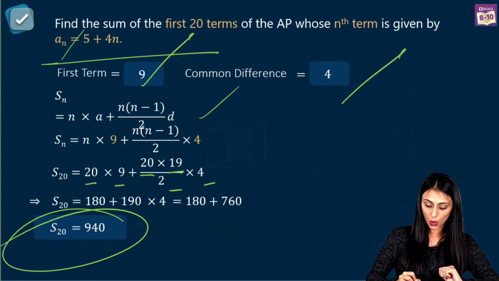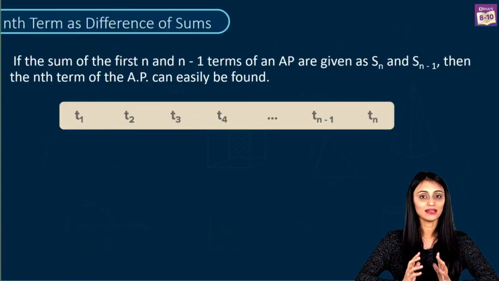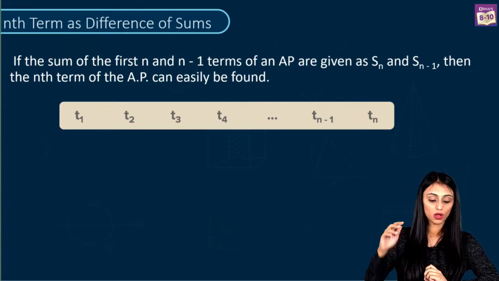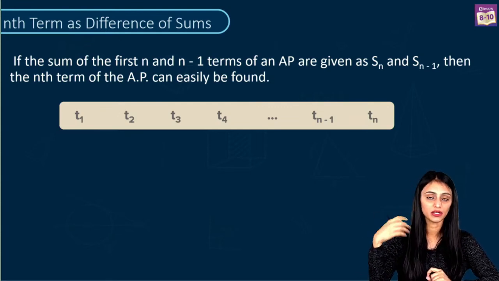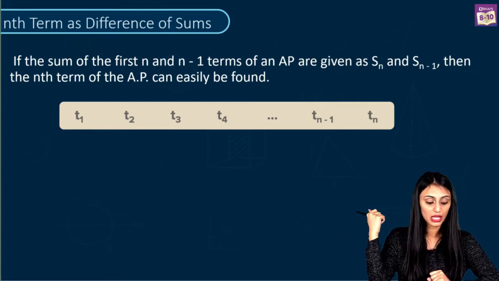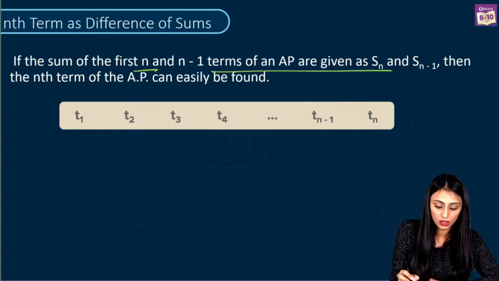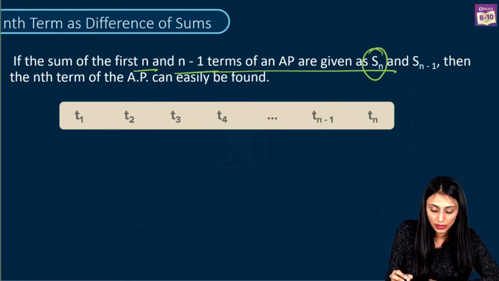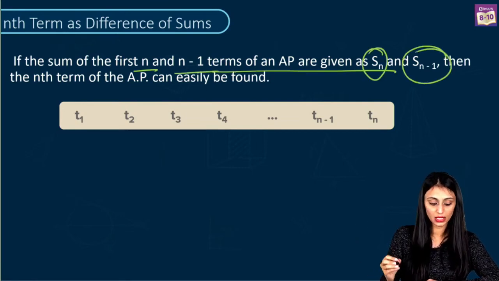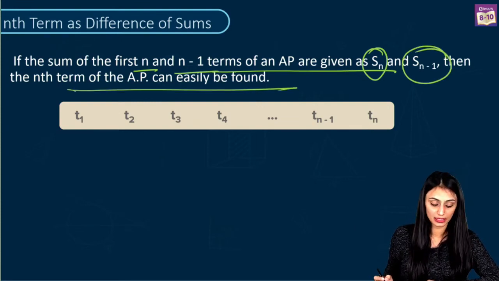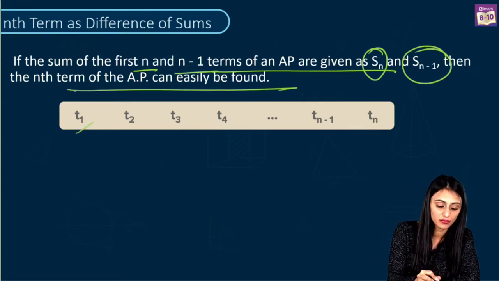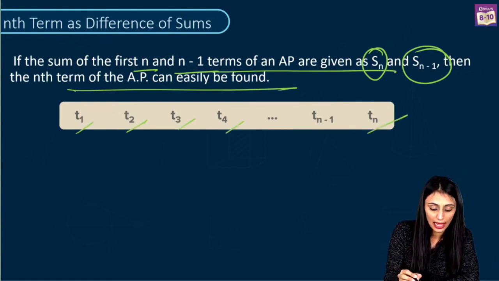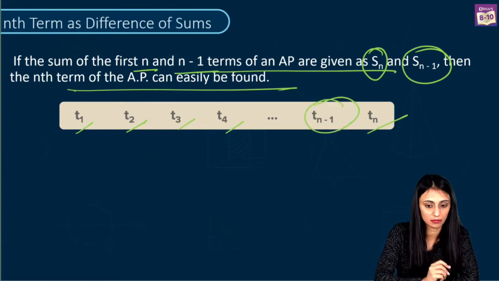All right. Now, another important thing, that nth term can be shown as a difference of sums, right? So, this formula is not given in the NCERT, but yes, you would find this formula in the reference books definitely. So, the sum of first n and n minus 1 terms of an AP is given. First n term sum would be Sn. First n minus 1 term sum would be Sn minus 1, right? So, nth term can be easily found in that case. You see, first term over here is T1, second term T2, T3, T4, so on. Last term is Tn, and term before that, second last term is Tn minus 1.